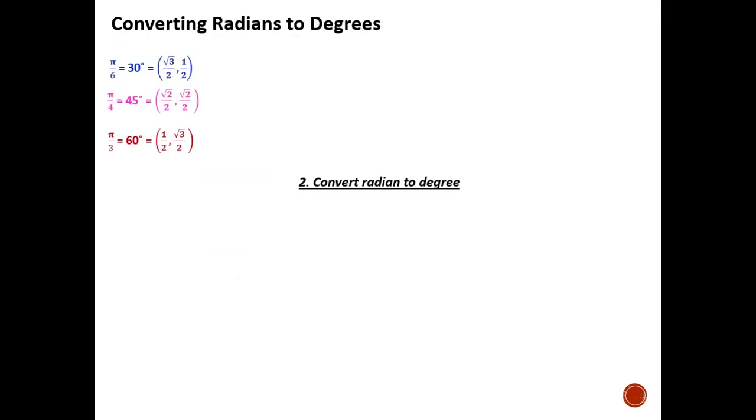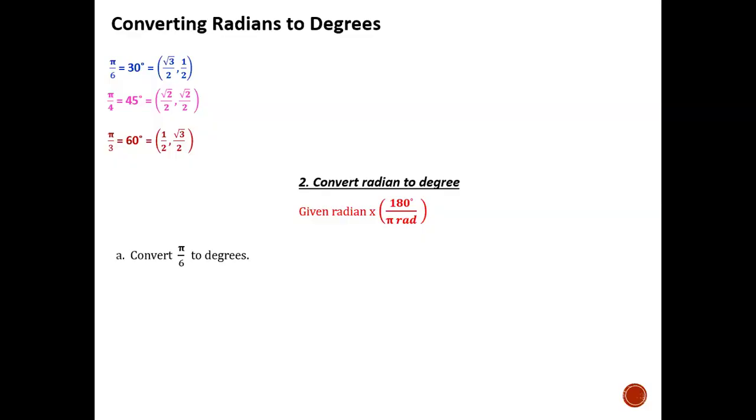So let's convert radians to degrees. Now let's do the opposite. To do the opposite, again, we're going to flip the fraction that we were multiplying by to convert to radians. So now, given a radian angle, we're going to multiply it by 180 degrees divided by pi radians.